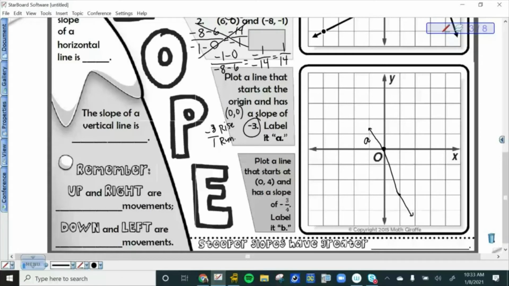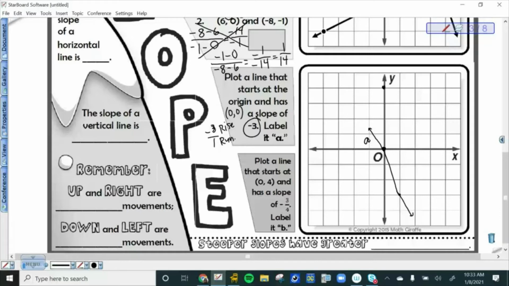What's my x coordinate and what's my y coordinate of this point? 0 is your x. So 0 is my x coordinate. That means I don't go left or right at all. I stay on the x-axis. And then 4 is my y coordinate, so I go up 1, 2, 3, 4. So I start there. And my slope is negative 3 over 4. So what's my rise? Negative 3. And what's my run? 4.